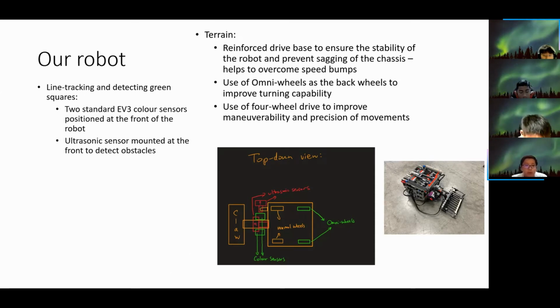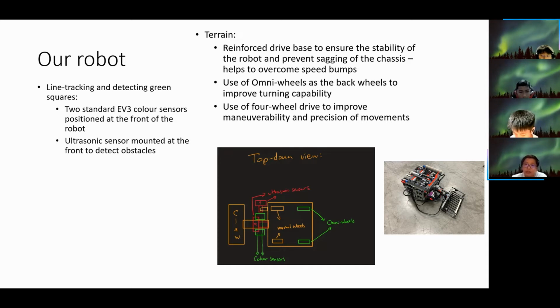Our robot consists of two different parts. One is the line tracking and detecting green squares. There are two standard EV3 color sensors positioned at the front of the robot, which help to line track, and ultrasonic sensors mounted at the front to detect obstacles.